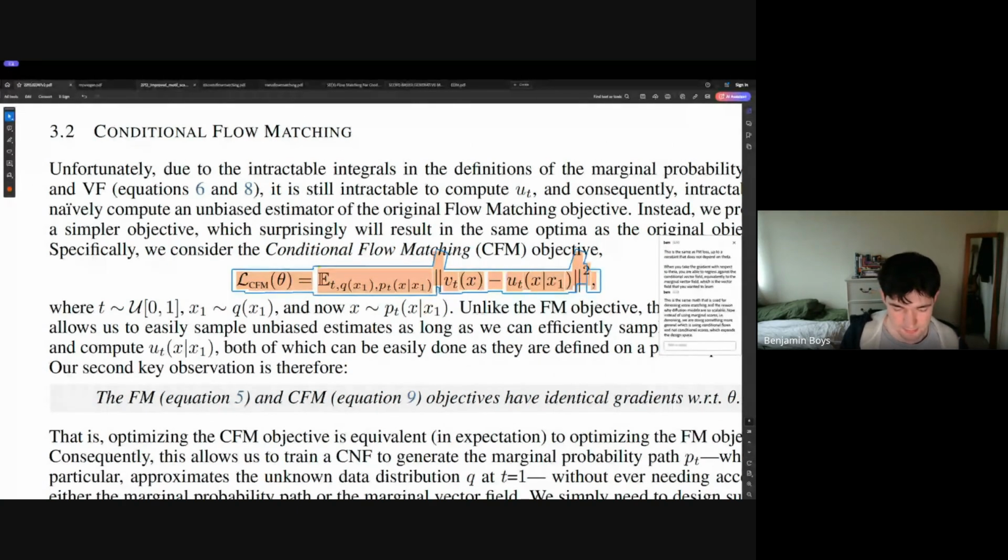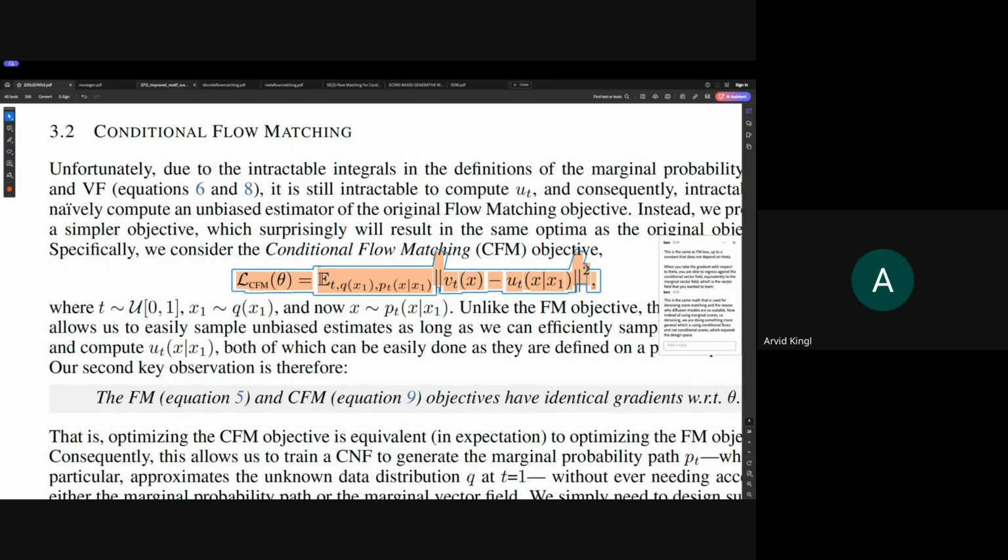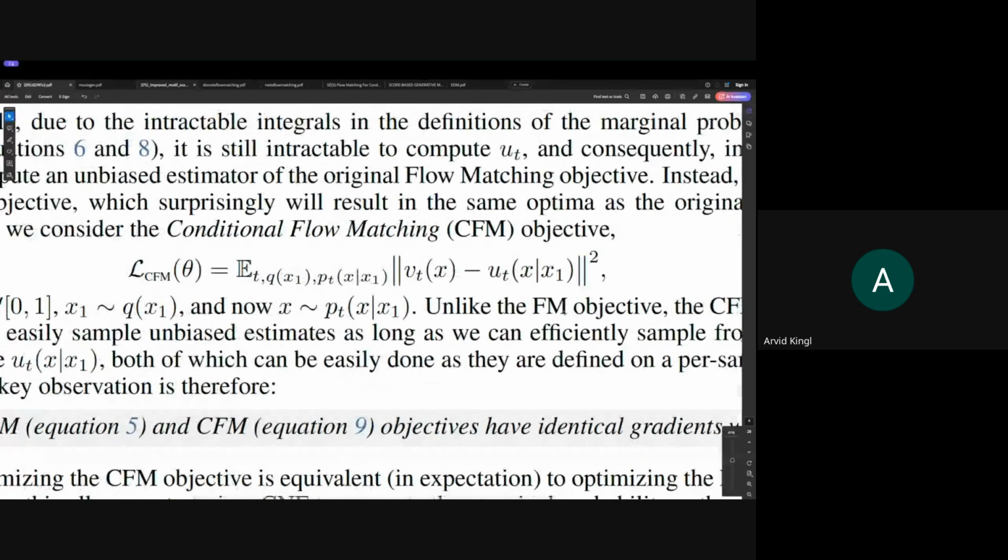It's a good question. So Arvid, did you have a question? Yes. So could you explain again how the U of T is calculated, and how is T chosen? T is also sampled, right?